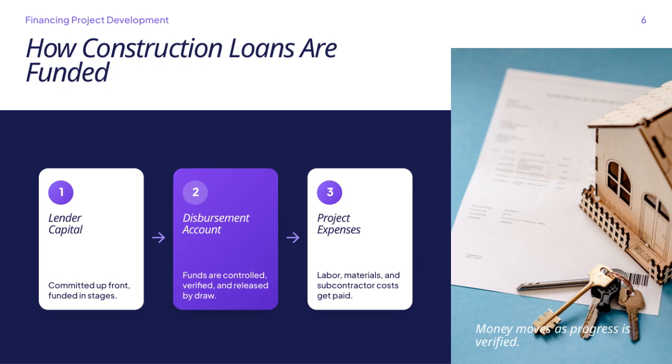Finally, the money moves from that account to cover actual project expenses, things like labor, materials, and subcontractor costs. Importantly, disbursements align with the project's progress, so payments are made only as work is verified to be completed. This process helps protect both the lender and the borrower by ensuring the funds are used as intended.